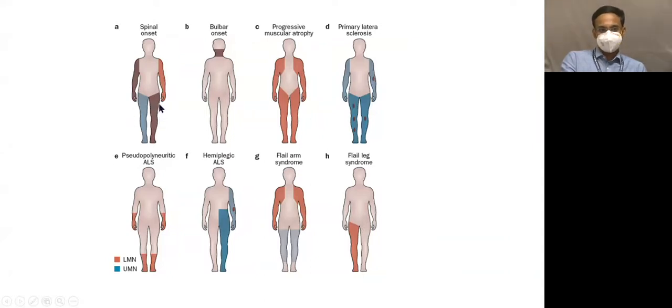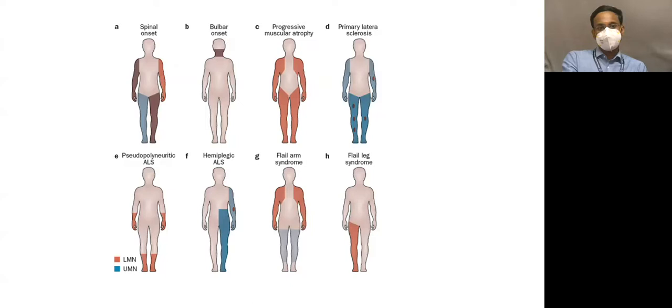The coloring indicates orange is lower motor neuron. So the presentation could be at onset in upper or lower motor neuron, and that depends on the history. It could be in the leg, starting as stiffness, tightness, inability to walk faster, cramps, in the right lower limb, and then going on to the right upper limb, involving wasting, fasciculations, and weakness. So generally the involvement is segmental. From the right upper limb it goes to the right lower limb, and then henceforth.